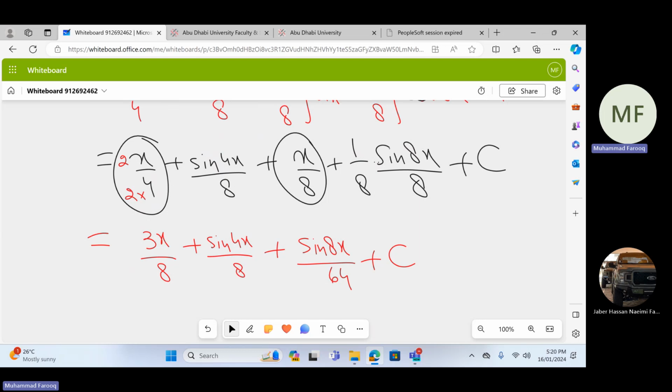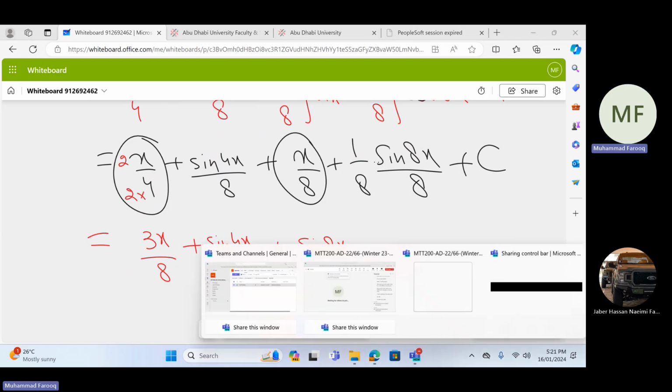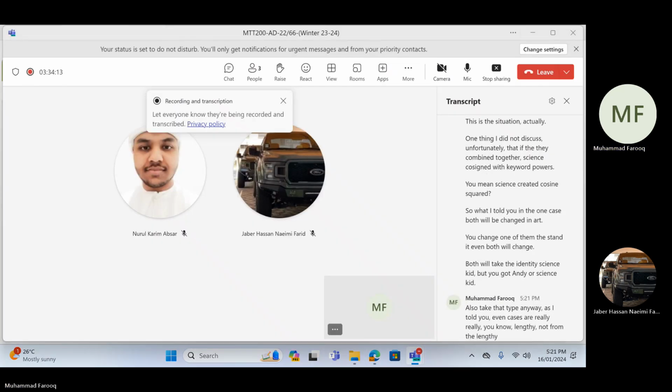For the even case, that's it. This is the situation. One thing I did not discuss: if sine and cosine combine together with even powers, that is sine square and cosine square, in the even case both will be changed. In odd, you change one of them. In even, both will take the identity. Sine square will take the identity, cosine square also. Anyway, as I told you, even cases are really lengthy, not complicated, lengthy.